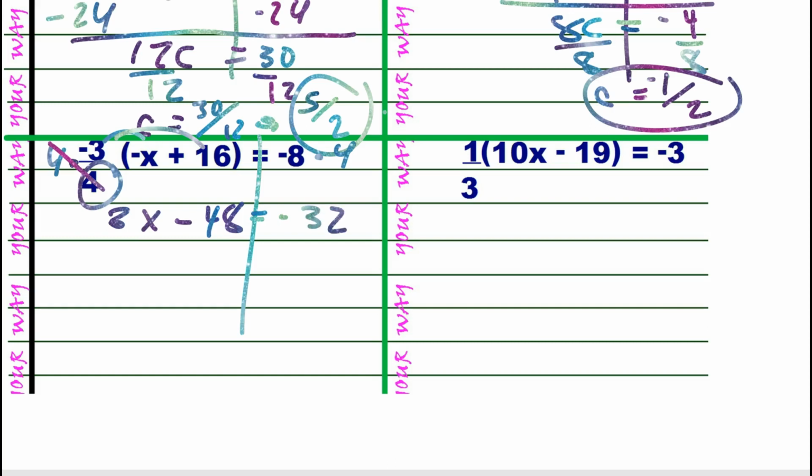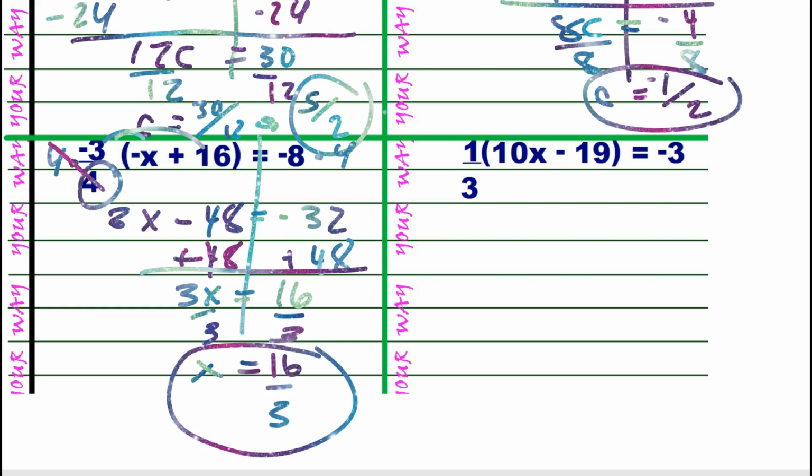Now it looks like a shortcut, right? And now we add 48 to both sides. We get 3x is equal to 16. And now we divide by 3. Look at all these fractions. None of these things are working out right. And we get x is equal to 16/3. The reason I do that is because I want y'all to get used to getting fractions.